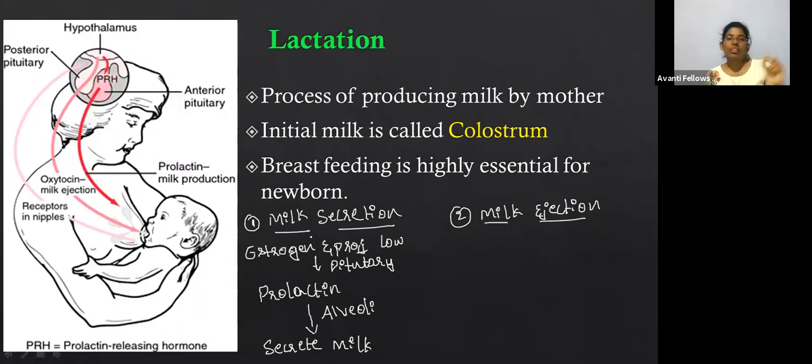So what happens? First, the estrogen and progesterone levels are low during the parturition or during the delivery. At that time, the prolactin is going to be released by the pituitary gland, and now the prolactin activates the alveoli, and this alveoli secretes the milk. And where are the alveoli present? Yes, come on, where are the alveoli present?